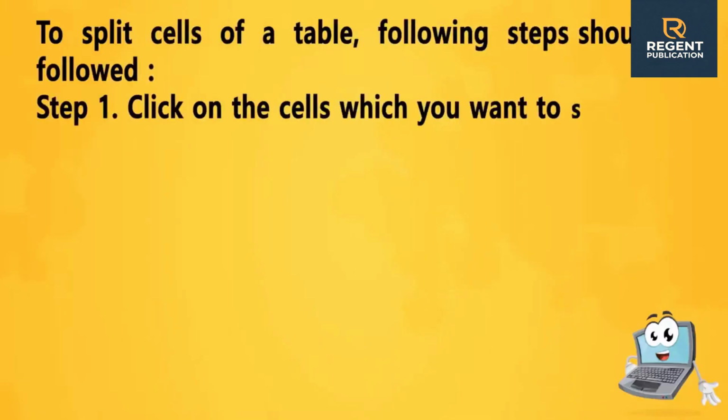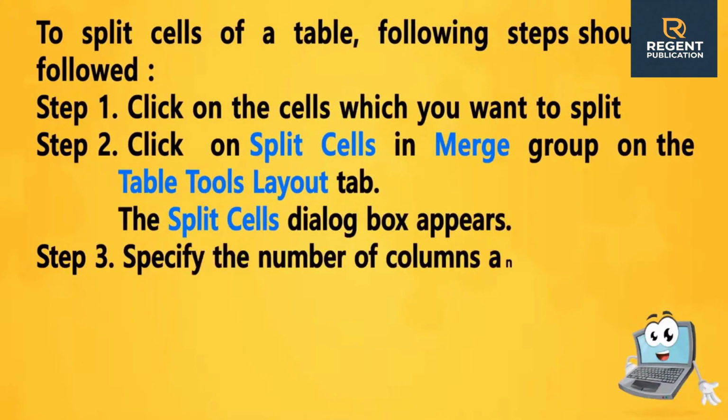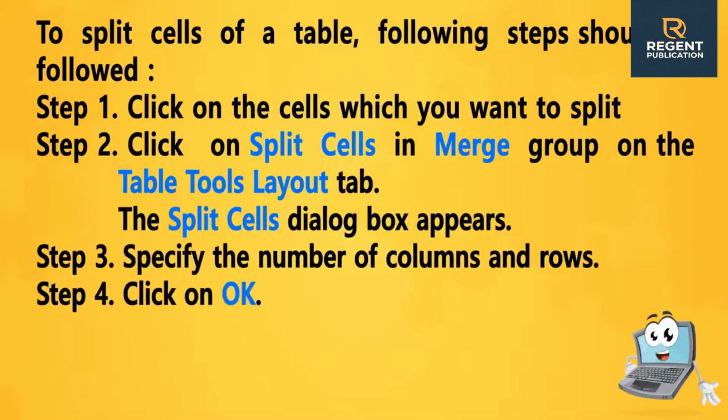To split cells of a table, the following steps should be followed. Step 1. Click on the cells which you want to split. Step 2. Click on Split Cells in the Merge group on the Table Tools Layout tab. The Split Cells dialog box appears. Step 3. Specify the number of columns and rows. Step 4. Click on OK.